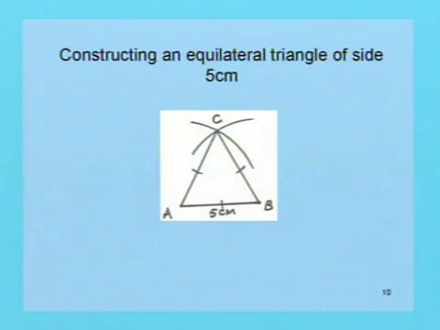If we join A to C and B to C, we will discover that AC is equal to AB, which is equal to BC, which in turn is equal to 5 centimeters. And if we use our protractor to measure the size of the angles, we'll discover that the 3 angles are equal. Each angle is equal to 60 degrees. In any equilateral triangle, the size of one angle is 60 degrees.